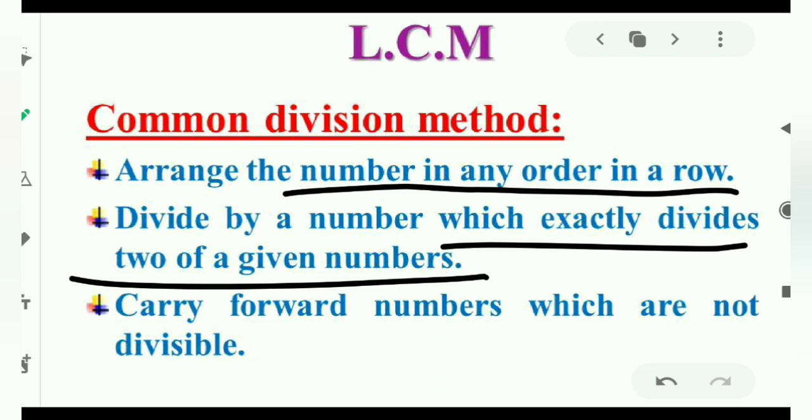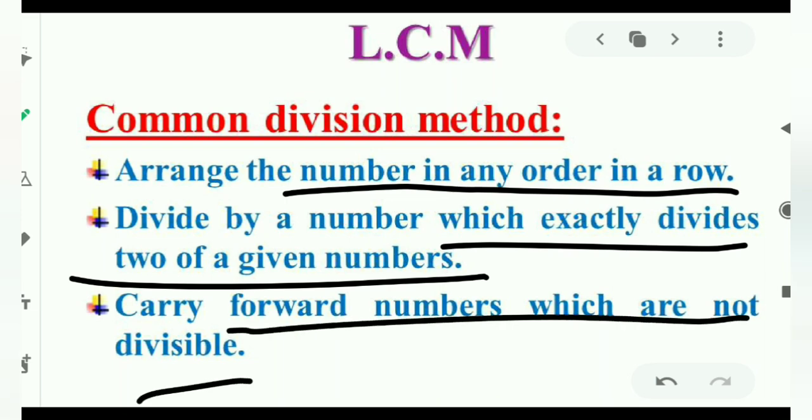And we are going to carry forward the numbers which are not exactly divisible to the next step. We are going to repeat the process till we don't have any two numbers with common factors. We stop the procedure when we have two numbers which are co-prime, that is, they do not have any common factors. For example, in the last step, if we have 4 and 5, these two numbers have no common factors, right? So we have to stop the procedure there.